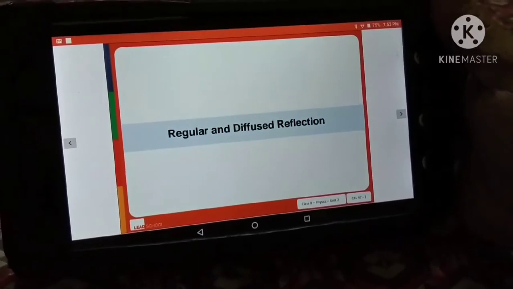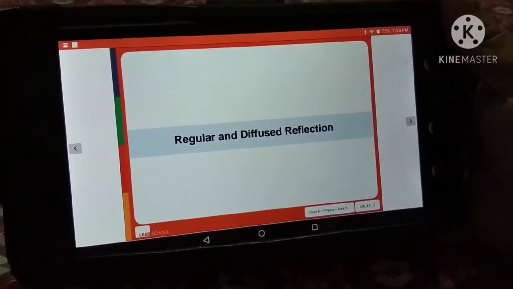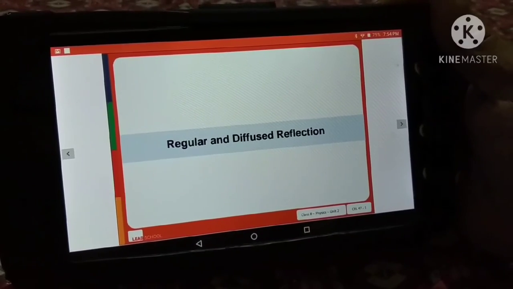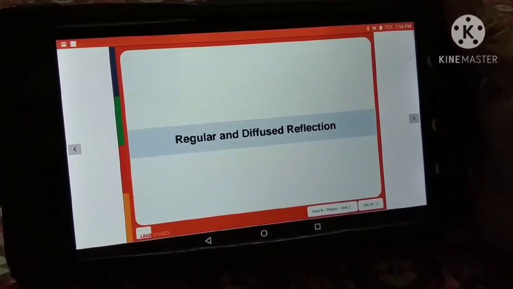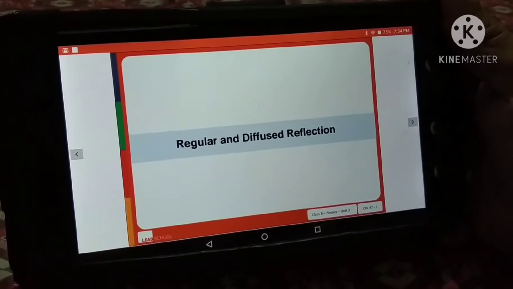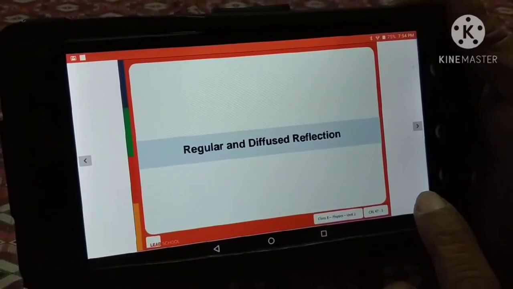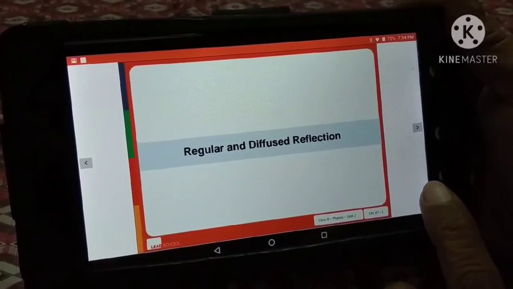Students, through this CRL, we will study the difference between the reflection from the smooth surface and from the rough surface, which is known as regular and diffused reflection.